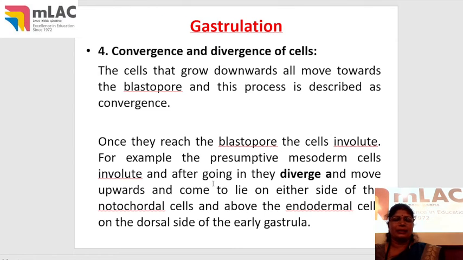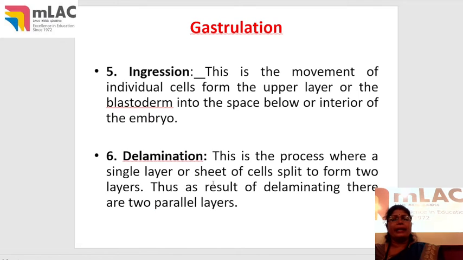Diverge is nothing but moving upwards, and they will occupy either side of the notochordal cells and also the endodermal cells at the dorsal side of the early gastrula.